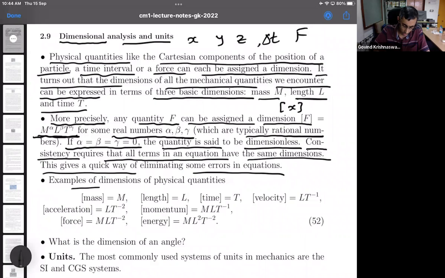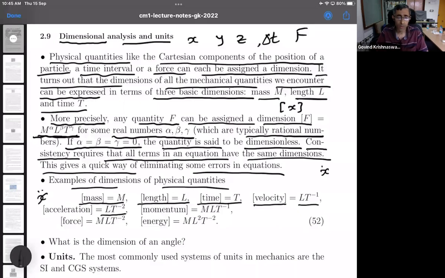Okay, so let us look at some examples of dimensions of physical quantities. Of course, the basic ones I already said. So the mass of a particle has dimensions M, the length of a ruler has dimensions L, and a time interval has dimensions T. Then we can go to velocity. Velocity was x dot. So that is a length per unit time. So we have to build it up from there. Acceleration was x double dot. So you're going to get one more time to an inverse power, LT to the minus 2.